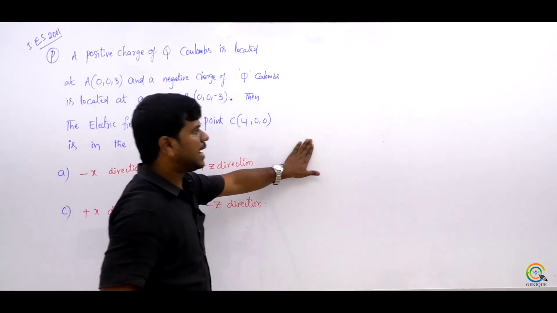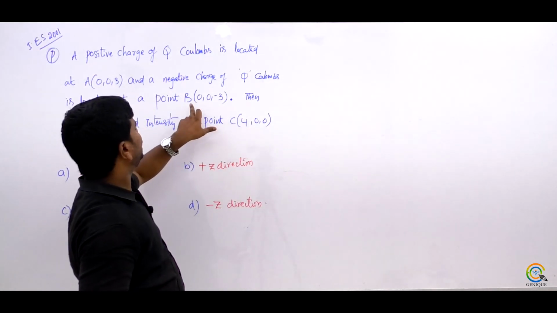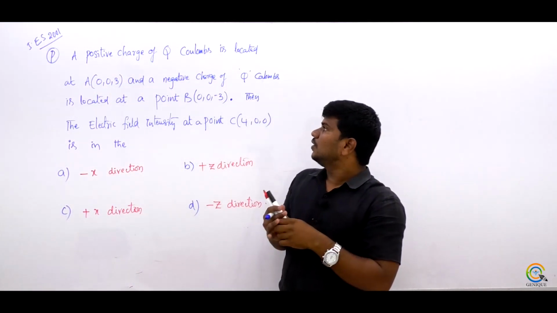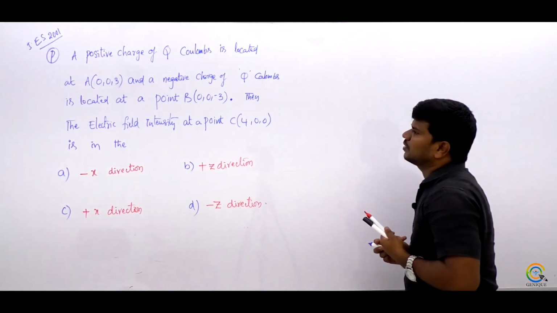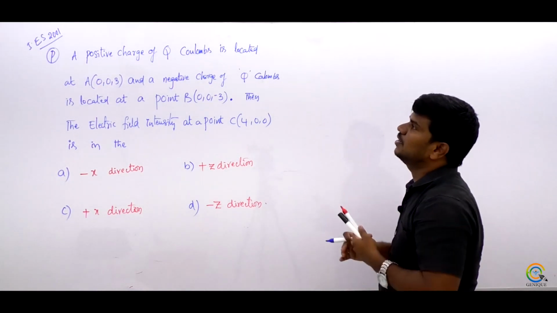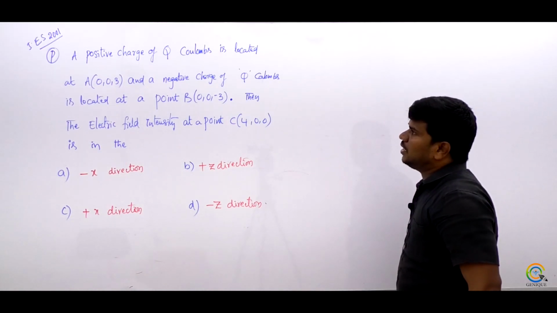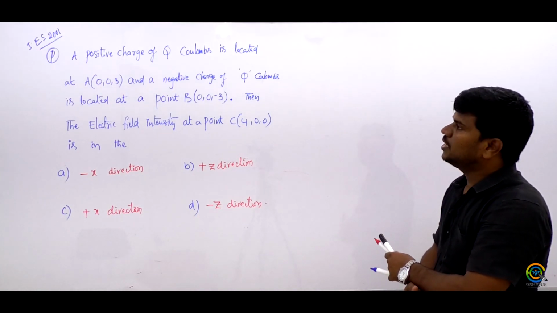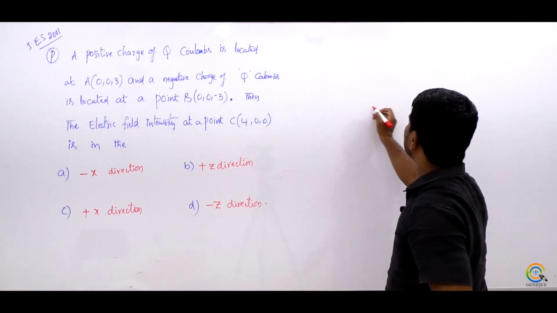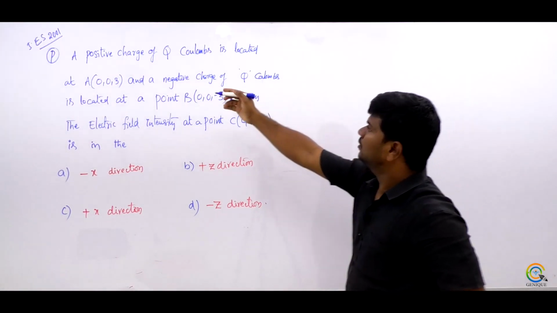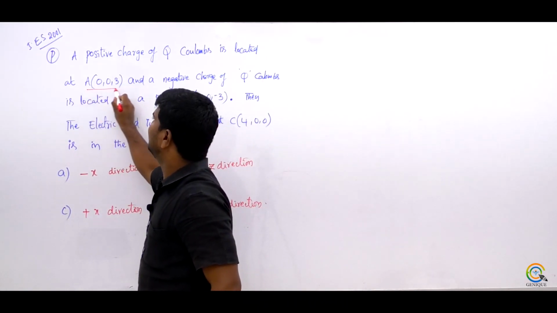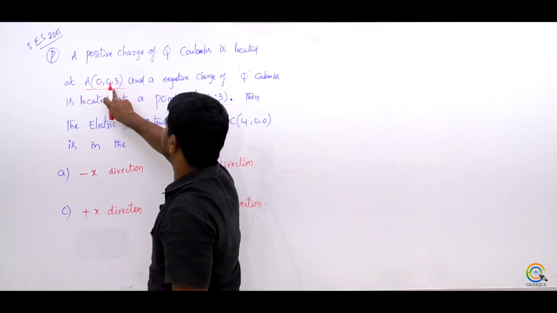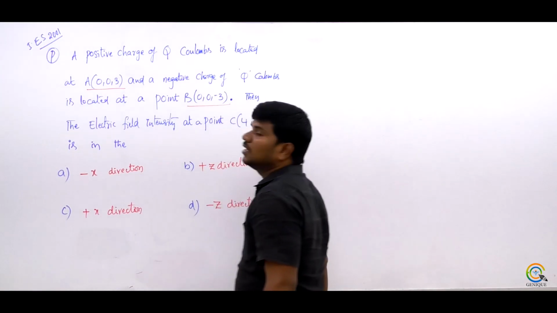So the final electric field at this point, due to this one and this one, you have to find. Okay, the question may be simple if you understand. So observe the question. Where are the point charges located? The point charges are located on the z axis. Okay, (0, 0, 3) means it is on the z axis, and (0, 0, -3) means the negative z axis.